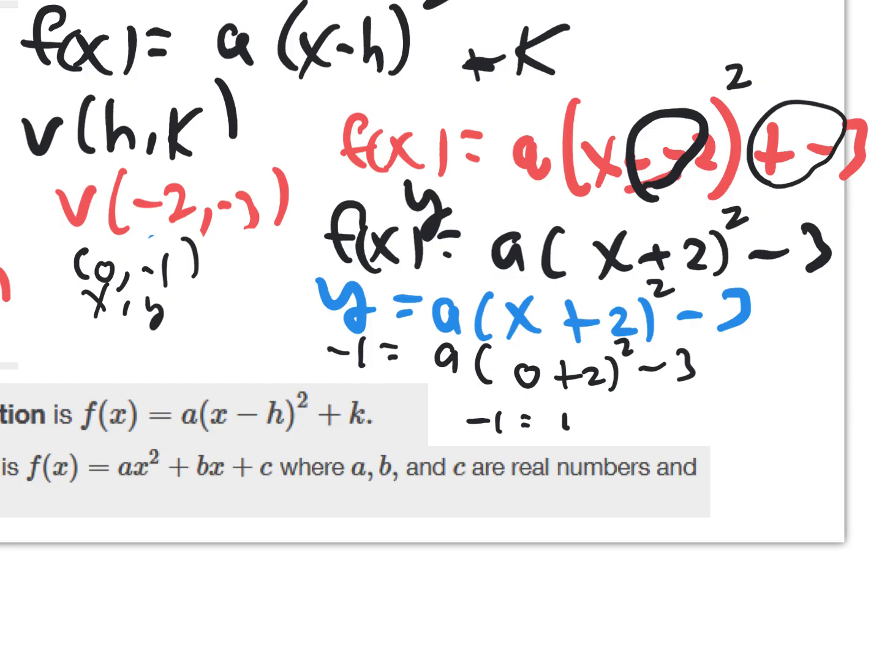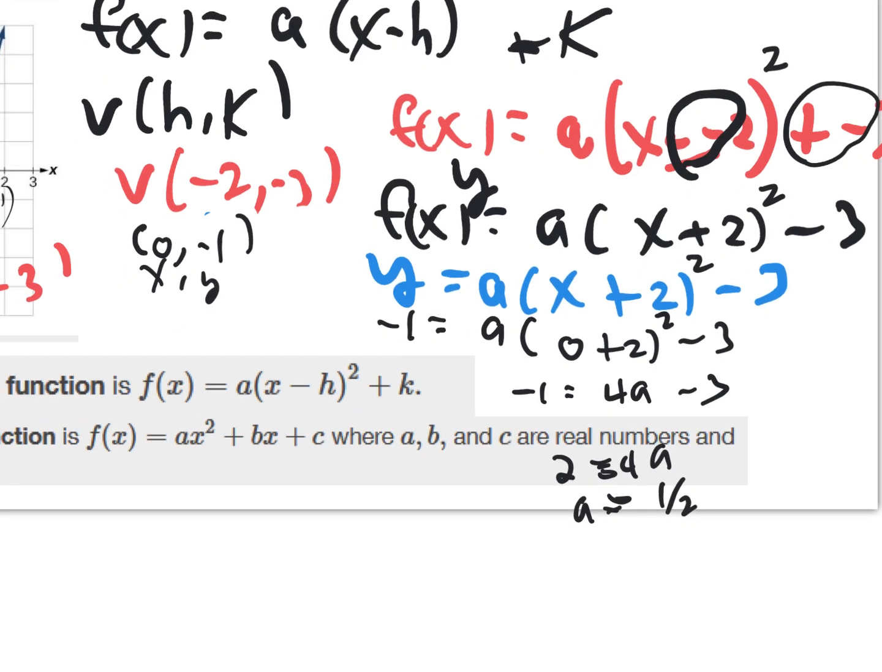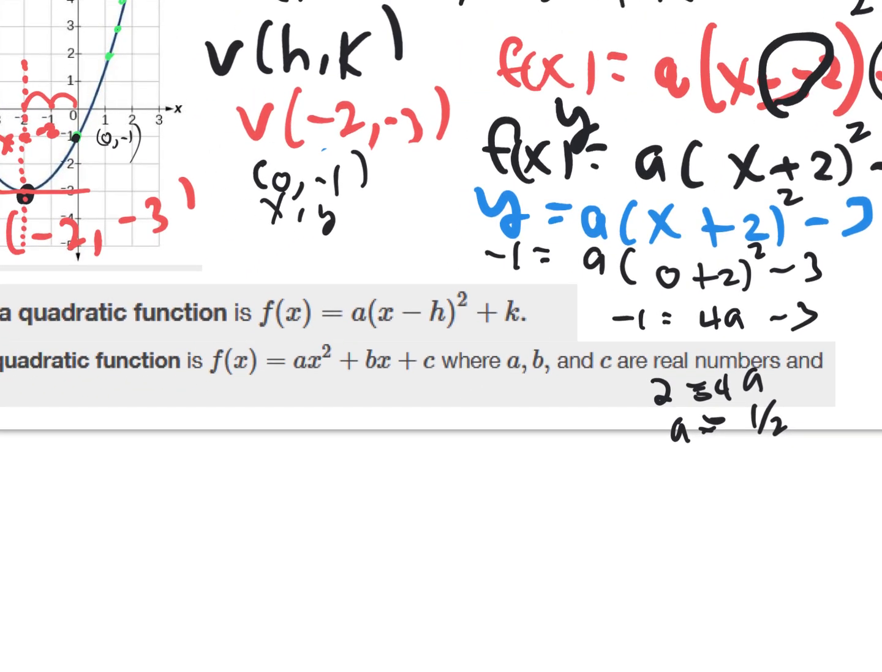4a minus 3. I will now add 3 to both sides, and negative 1 plus 3 gives me a 2 equals 4a. That means a has to be 2 over 4, which is 1/2. So here is my equation in standard form.